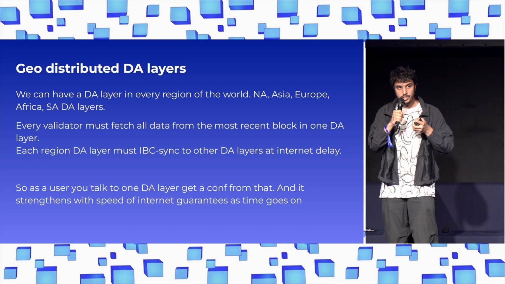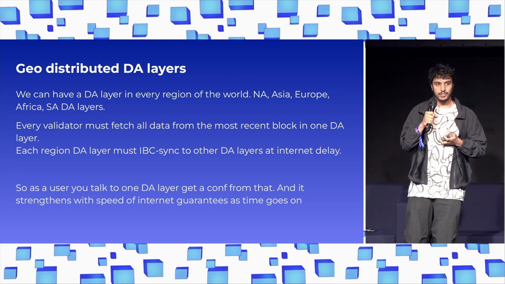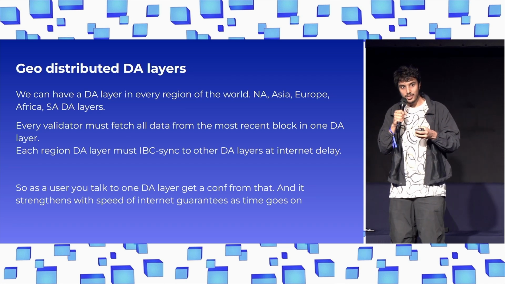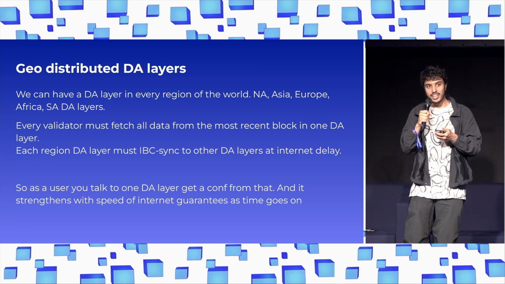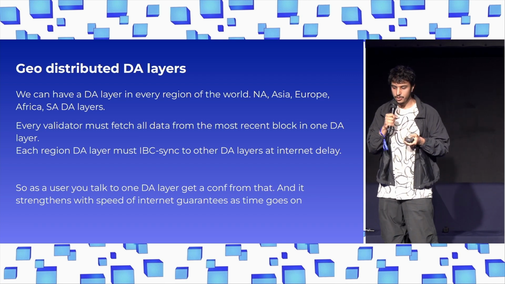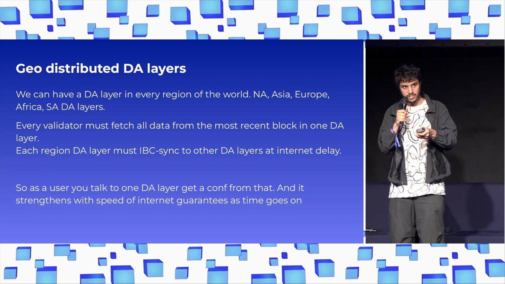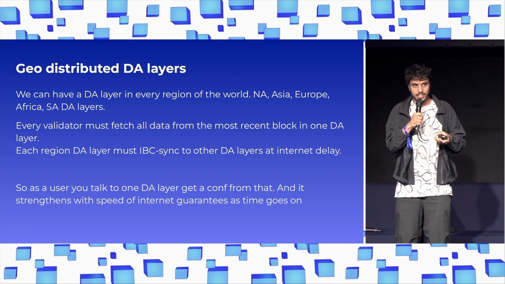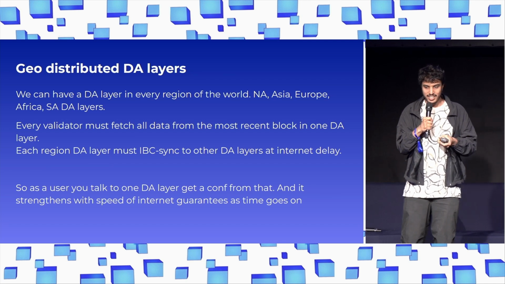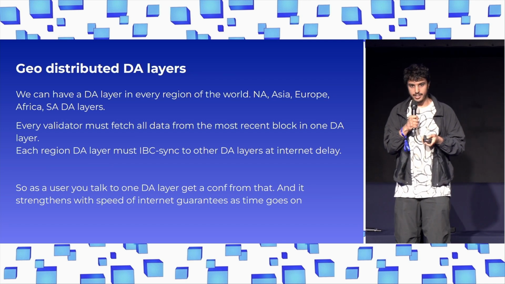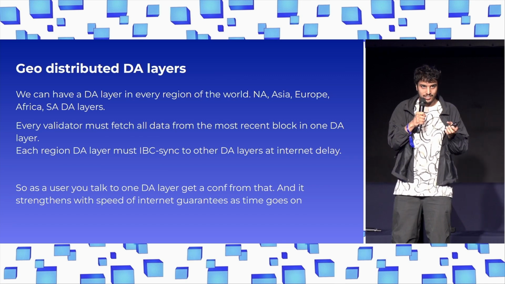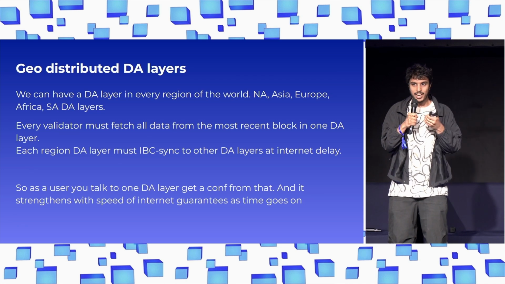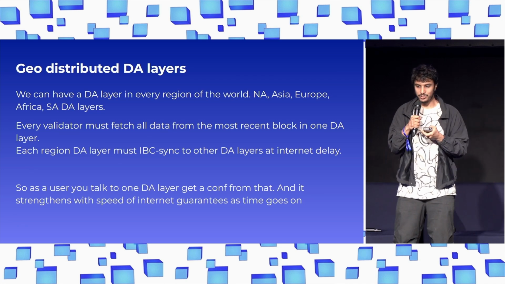And then you can have these DA layers sync with each other. So the NA DA layer gets consensus in, say, 50 milliseconds, and then with a 200 millisecond latency, we'll get all data from Asia and Europe. So now, as a user, if you get posted into the NA DA layer, you can get there in like 50 milliseconds, basically the speed of internet to you and the closest data center in the region. Then as the speed of light delays go on, this gets automatically propagated to Europe and Asia for the next validator that will post there.